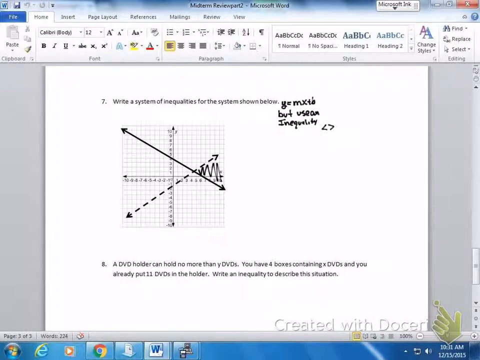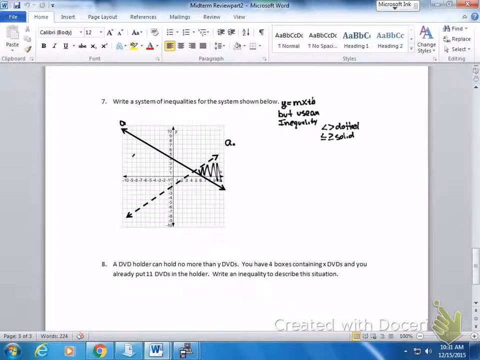Now you need to remember that if it's less than or greater than, that's a dotted line. If it's also equal to, it's solid. So in this one, we should have one of each. If any of your answer choices don't have one of each, get rid of them. I'm going to start with our solid line. I'm just going to call it A. And I'm going to try to find the slope, and I'm going to try to find the y-intercept, okay?